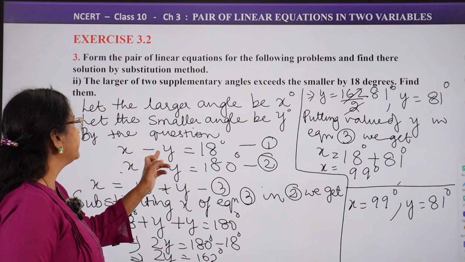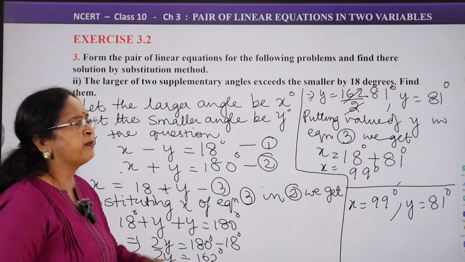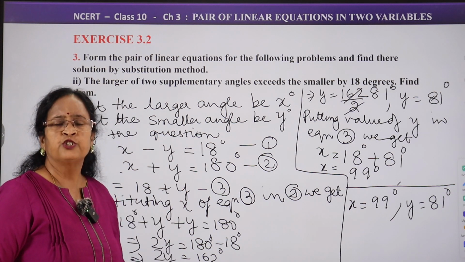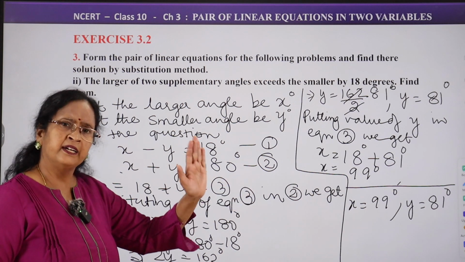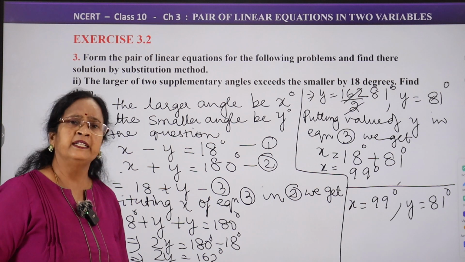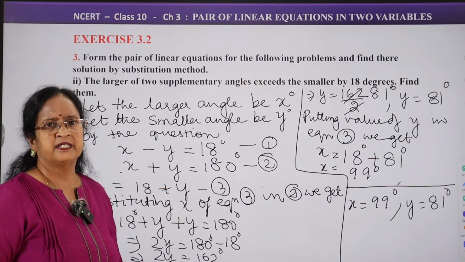Or if you put in equation 1, 99 minus 81, 18 degrees, absolutely. So our answers are correct. The value of x is 99 degrees and the value of y is 81 degrees.